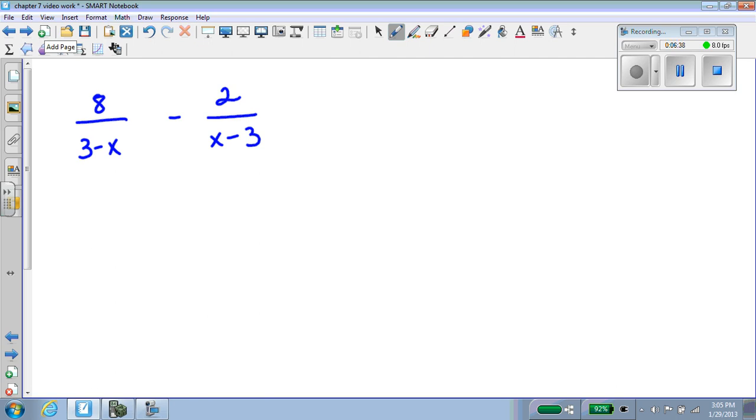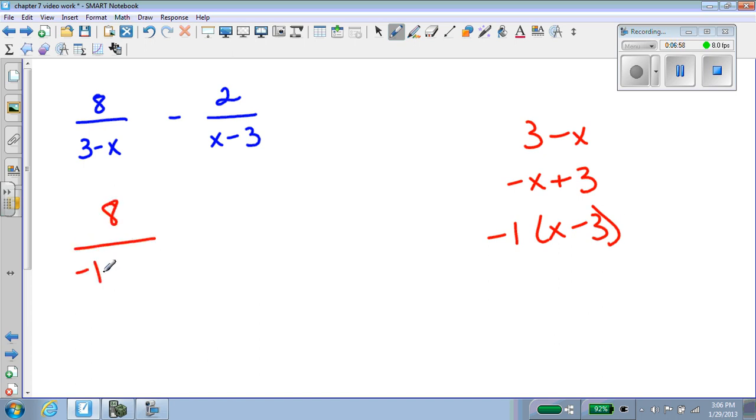Here's a problem where it looks like my denominator is not the same, but again, you may recall that 3 minus x is actually negative x plus 3, and if I factor out a negative 1, so really this problem is 8 over negative 1 times x minus 3 minus 2 over x minus 3. So the only difference between these two is that the common denominator is going to be negative 1 times x minus 3. So if I multiply this by negative 1, there, then I'll have it.